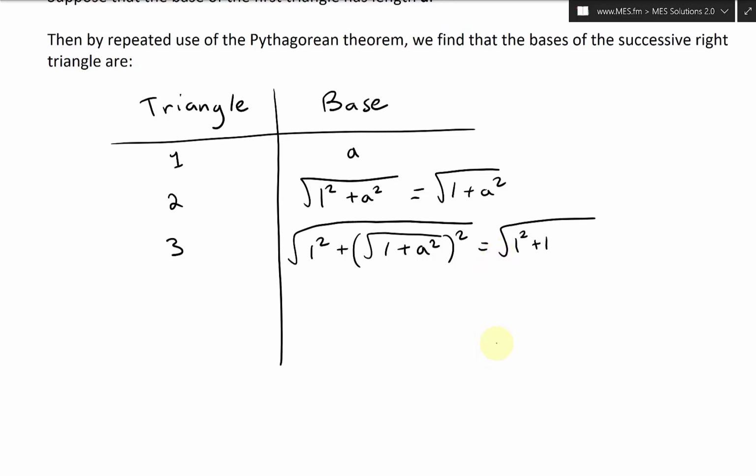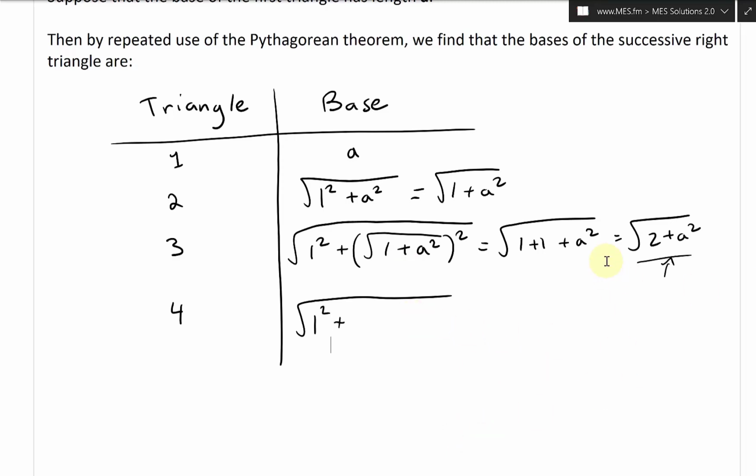The 1 squared is just 1, so then this just becomes 2. I'll keep this for completeness. This equals the square root of 2 plus A squared. Then for the fourth triangle, we'll use this as the base. That's a new base, so again we get a 1 squared, which is just 1, the height, plus this squared, which is going to be 2 plus A squared, because we cancel out the square roots when we square it. So in other words, this equals 3 plus A squared.